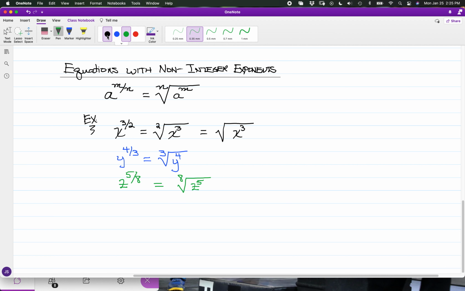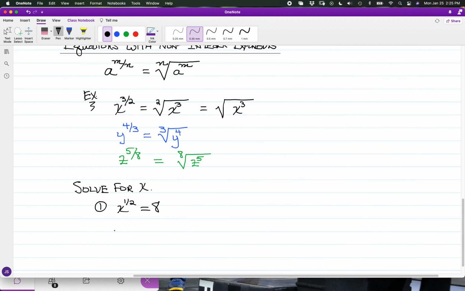Let's say you're looking at solving for x, and we have x to the 1/2 is equal to 8. And I'm just going to add in this little extra step. So again, you have x to the 1/2, which is the second root of x to the 1st is equal to 8. And that's just the square root of x is equal to 8.